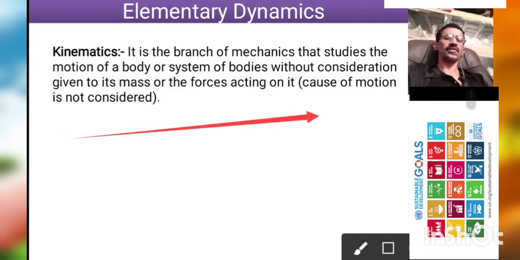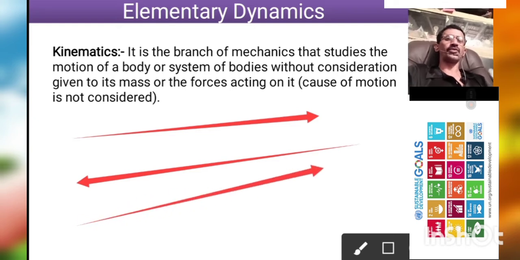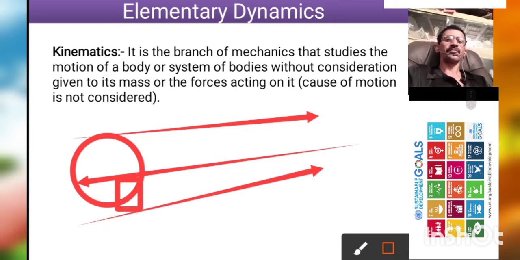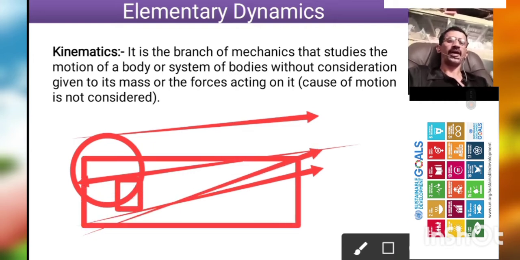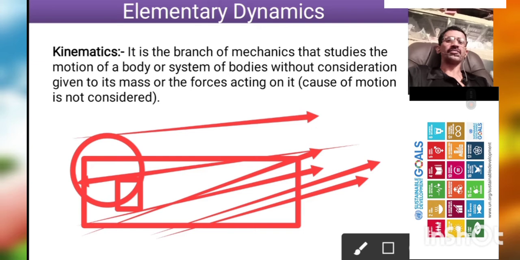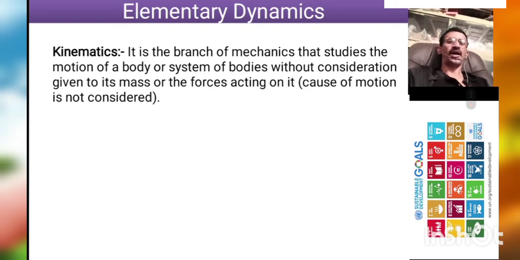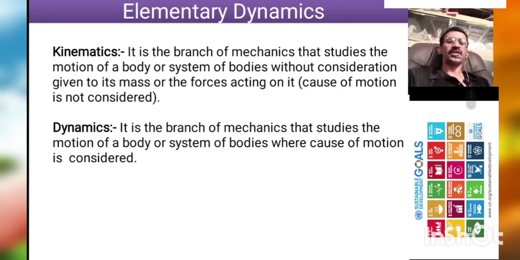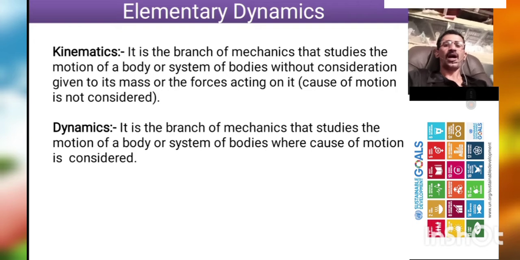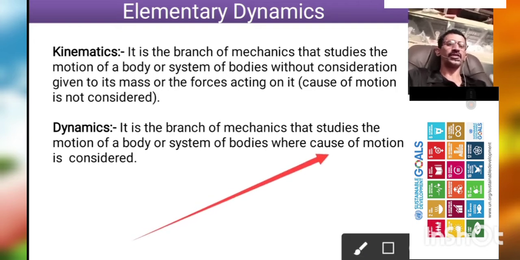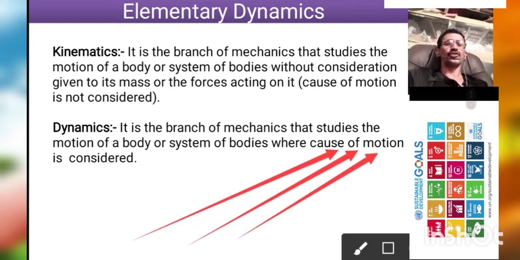Okay, the body is moving this way, this way, this way. Wherever you want, the body will move, or a group of bodies may be moving together. But there also, the consideration for the mass of the body or the force acting is not given. That is the only difference here. Let's try to understand another definition, which is dynamics. It is a branch of mechanics that studies the motion of a body or a system of bodies where the cause of motion is considered. Here, how the motion is taking place, what is the cause of this motion, this is very important.